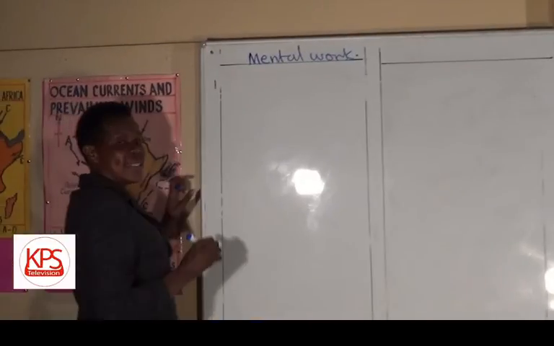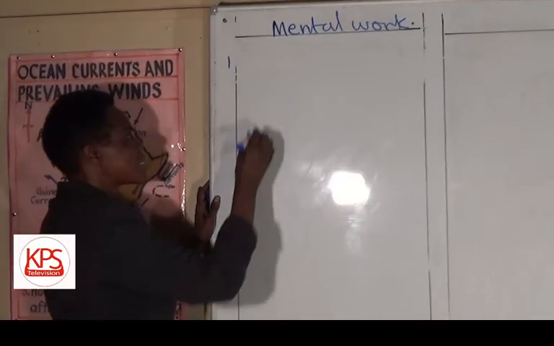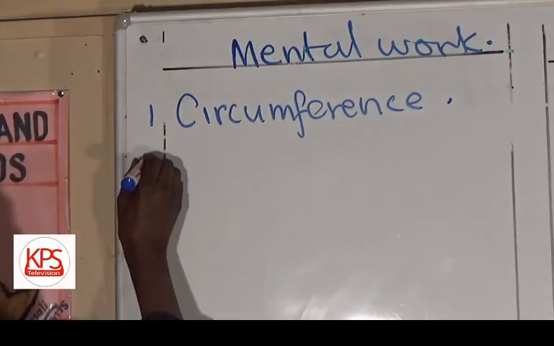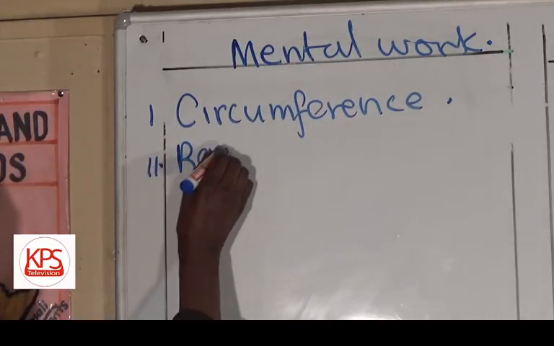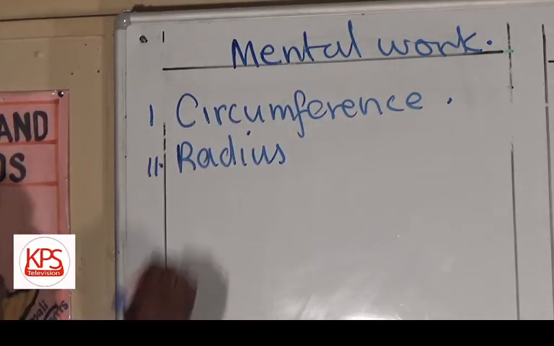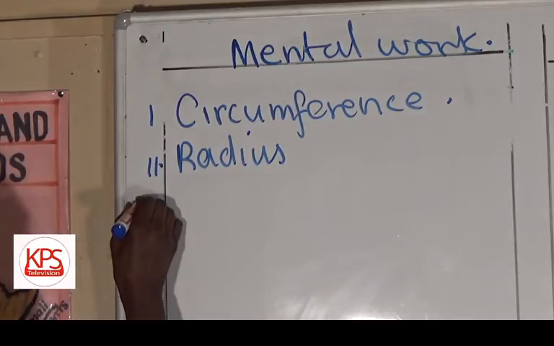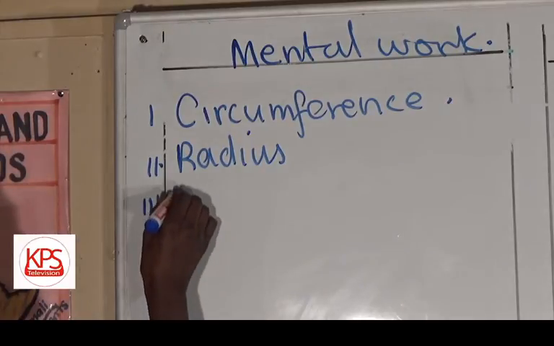Now let us write number 2. I said circumference. Number 2, radius. Number 3, diameter.